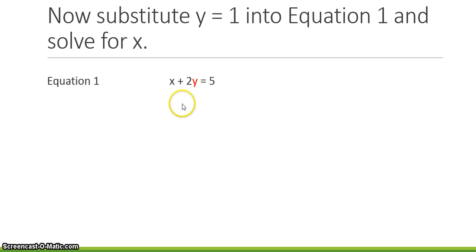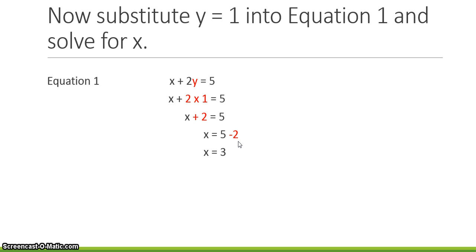Once I have this one variable, y is equal to 1, I'm going to substitute it into equation 1 and solve for x. Here is equation 1 again, x plus 2y is equal to 5. If I let y equal 1 in this equation, it becomes x plus 2 times 1 is equal to 5. 2 times 1 is 2, and x plus 2 is equal to 5. If I take my plus 2 to the other side of the equals, I will perform the inverse operation, which is minus 2. So x is equal to 5 minus 2, which is equal to 3.